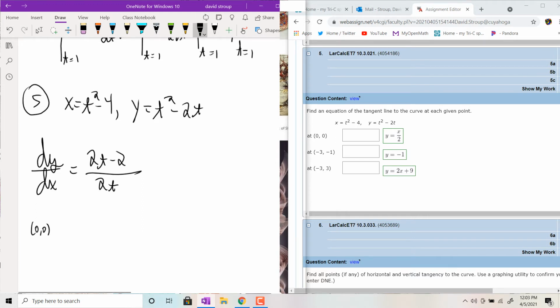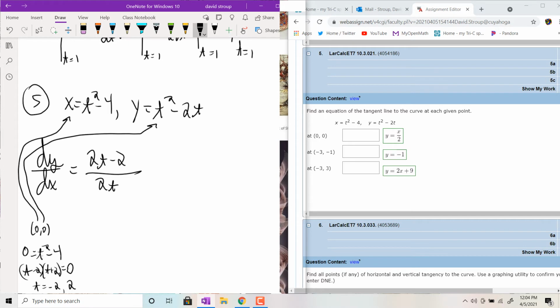Okay. So what do I mean by that? You're taking this 0 and you're plopping it in for x. So you get 0 is t squared minus 4, so t minus 2 times t plus 2. So you get two possible solutions. You need to figure out which one you're using by plugging that other number into the second equation. So when I plug in 0 for y, I get 0 equals t squared minus 2t. Factor out the t, I get t minus 2. So t will equal 0 and 2. So you look for the one that's common to both, and that'll be 2.